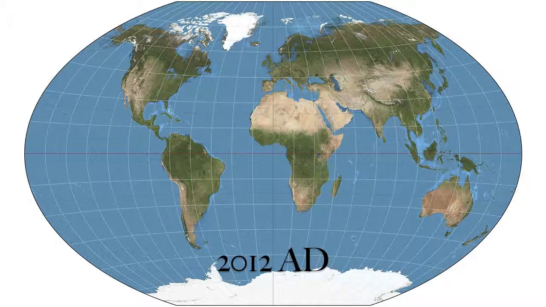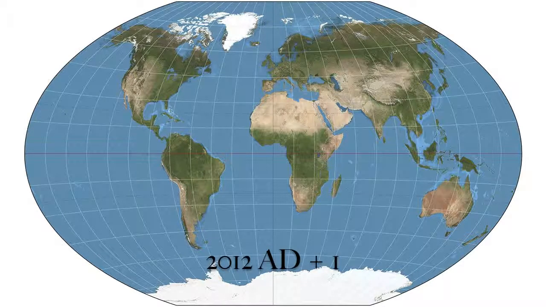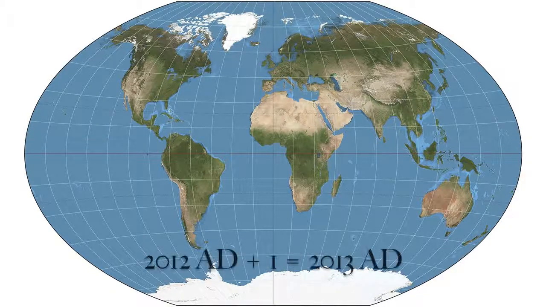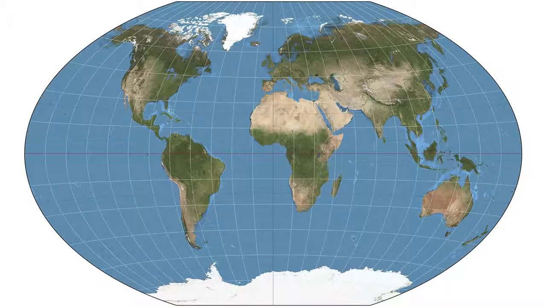We all know how AD works because we use it every day. Right now, it's the year 2012. When 2012 is over, we add 1 to the year, and the new year will be 2013. The larger the number of the year in AD, the later it is. This calendar spread all over the world, and many societies use it today, even if they aren't Christian.